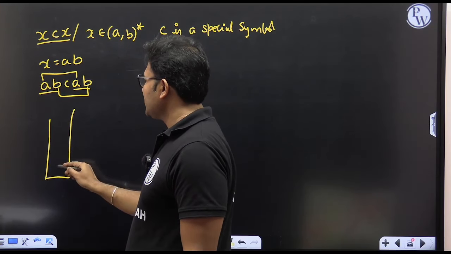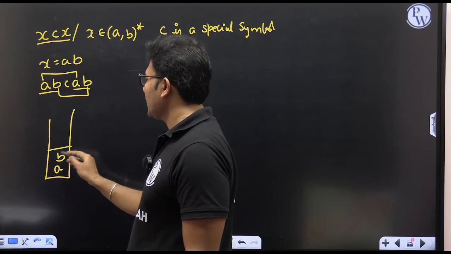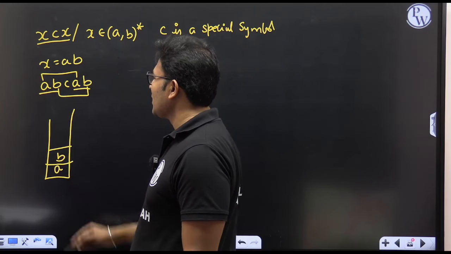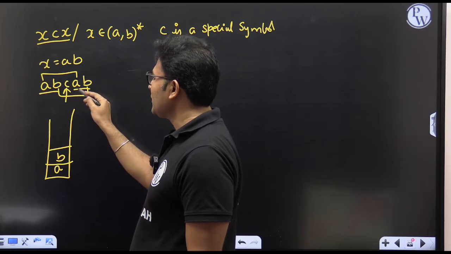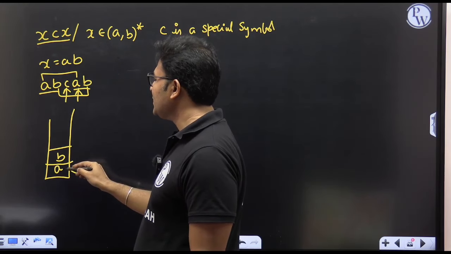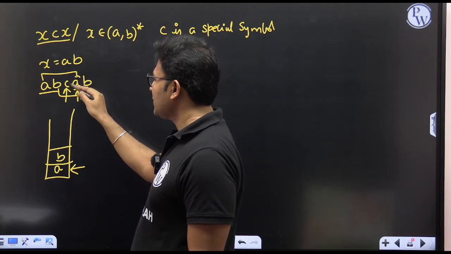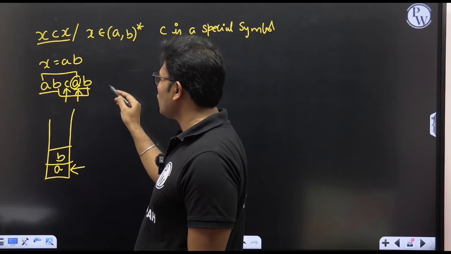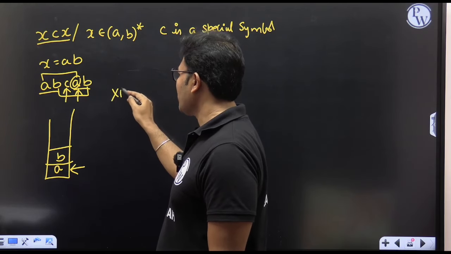Can I push AB onto the stack? And then after seeing a C, can I compare A with this A? It is impossible because A is below B. You cannot compare this A with this A. Therefore, this language is definitely not regular.